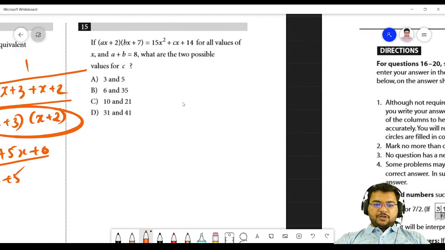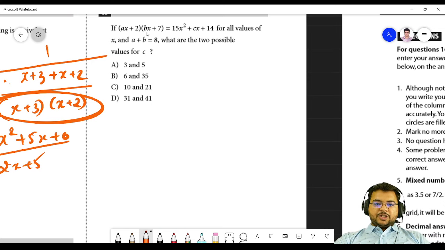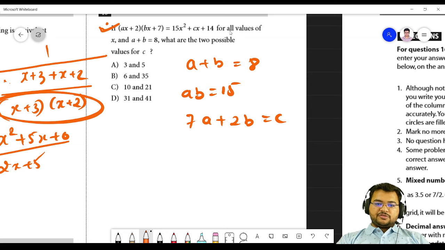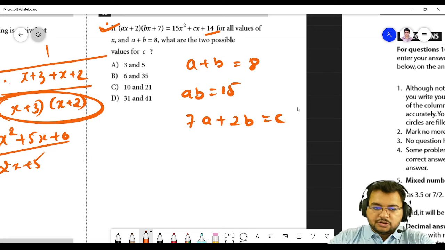Now the 15th question. (ax plus 2)(bx plus 7) equals 15x squared plus 6cx plus 14, and a plus b equals 8. A plus b equals 8, it is given. So we'll basically compare the coefficients. From here I can get ab equals 15. Also 7a plus 2b equals 6c, by comparing the coefficients of x squared, x, and the constant term.